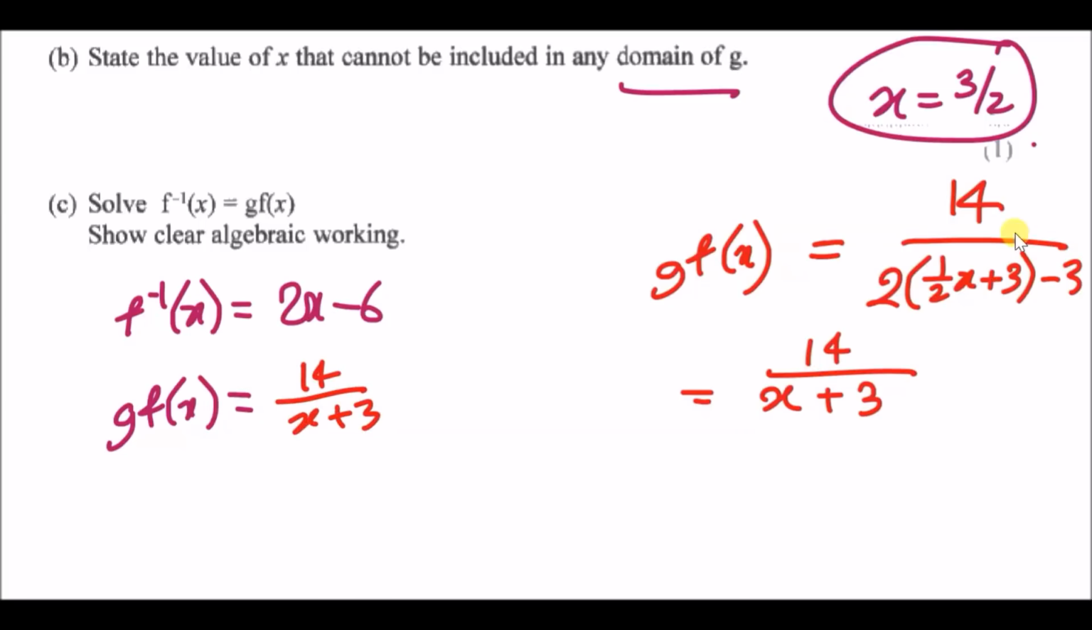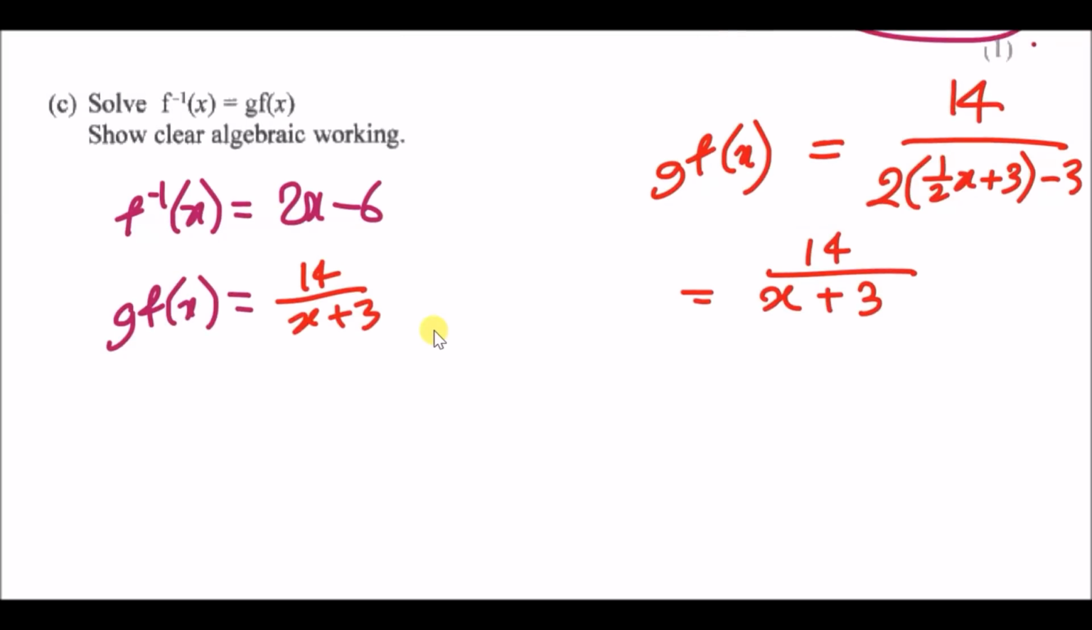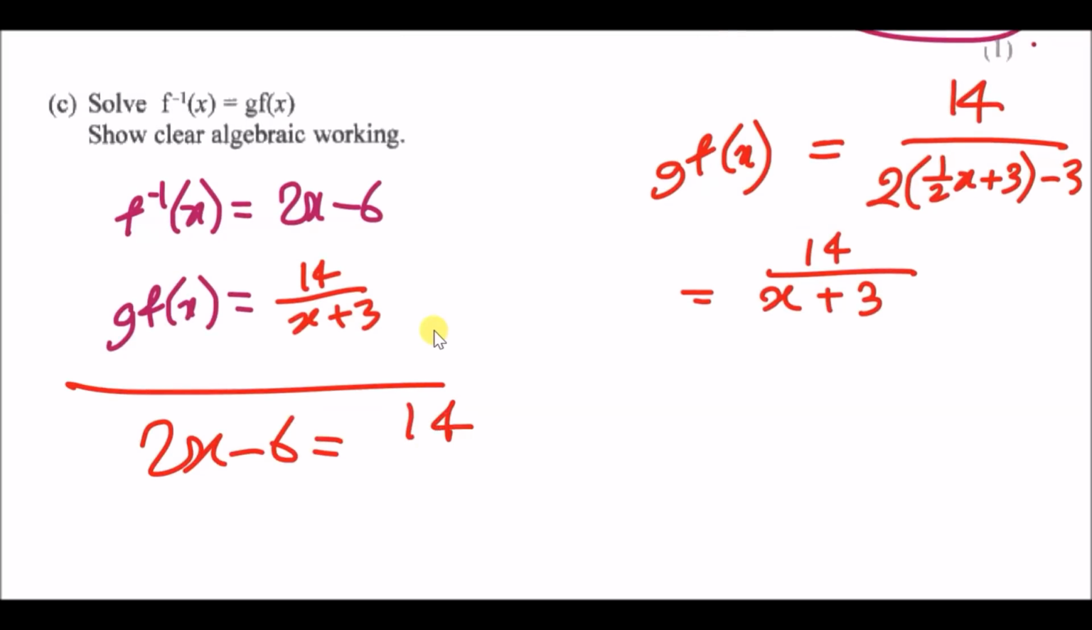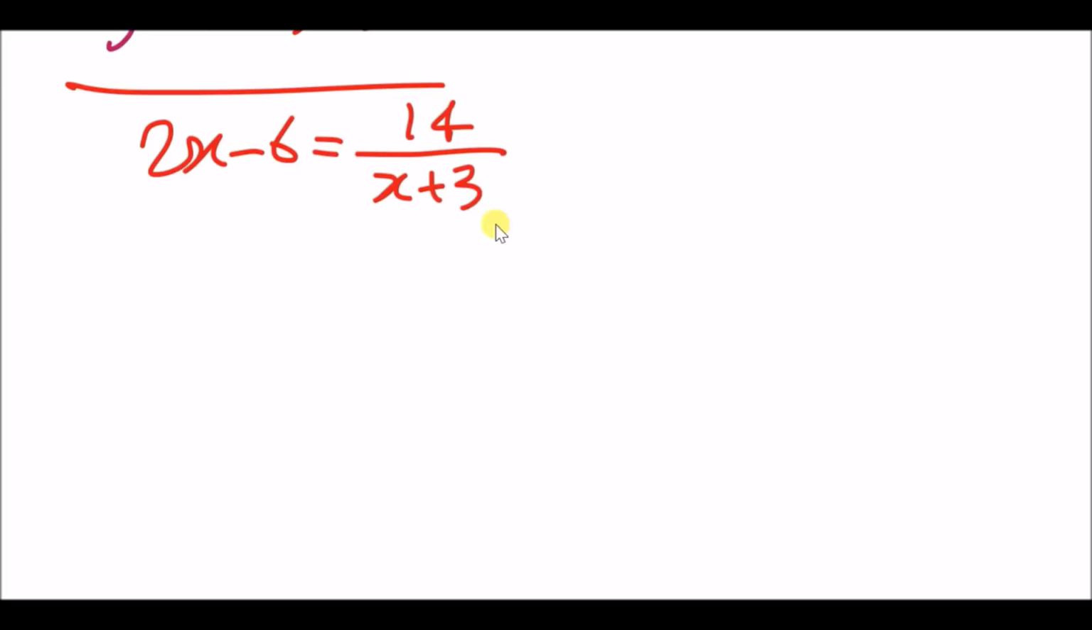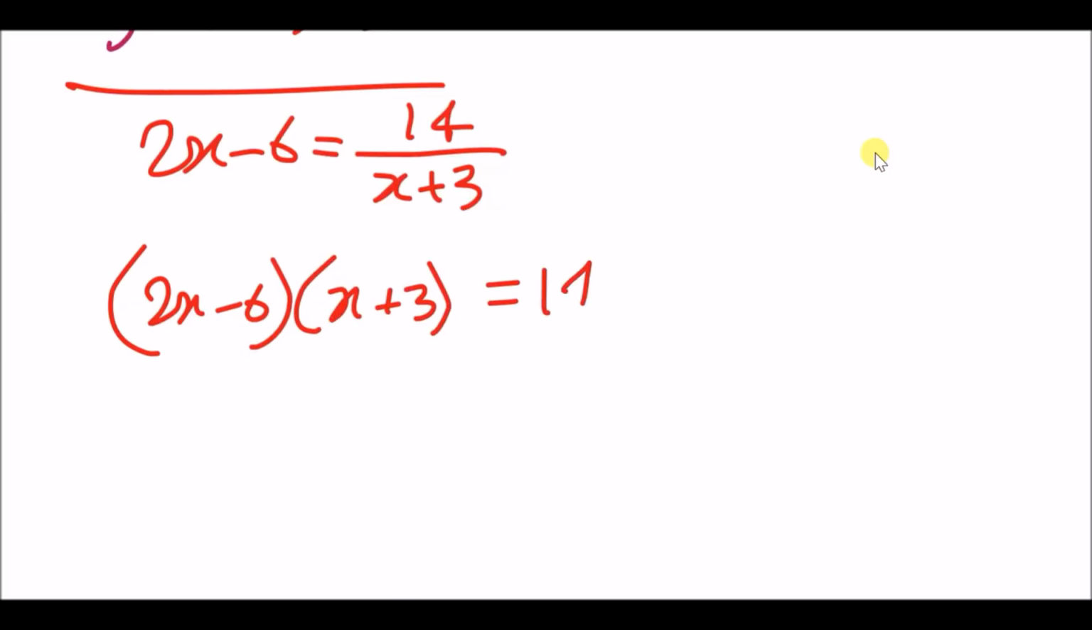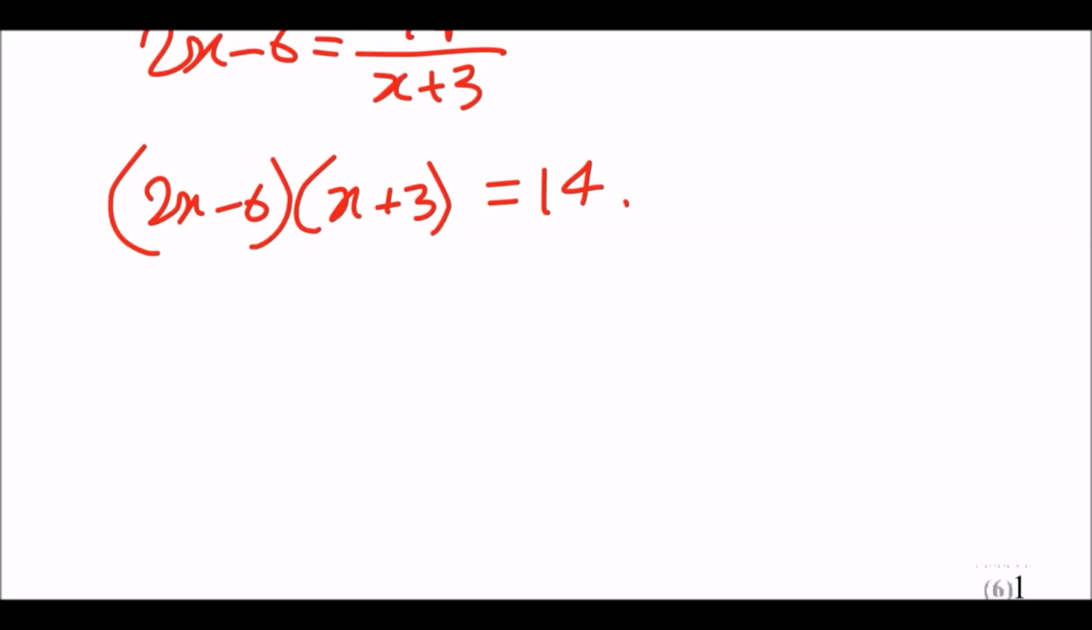Now it tells us solve this equation when you equate them together. So let's do it. So we're going to have 2x minus 6 equals 14 over x plus 3. And from here, let's see. The first rule is always clear the fraction. So multiply x plus 3 across. So you're going to have 2x minus 6 times x plus 3 equals 14. Oof, this looks like it's going to be a hard quadratic.